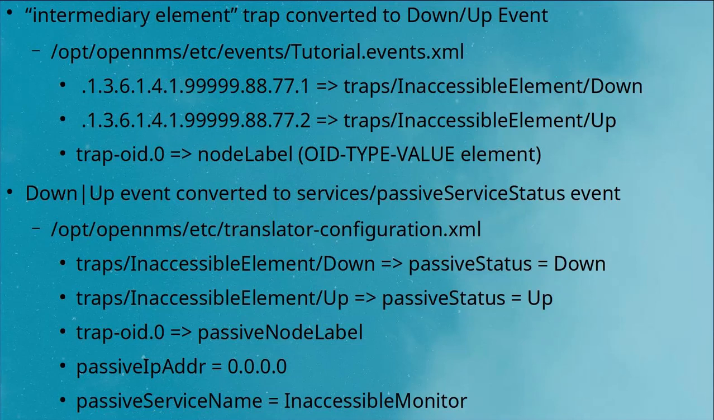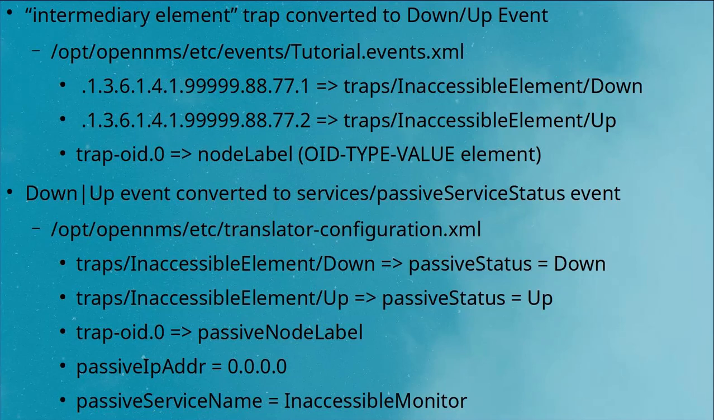In review, an intermediary element sent a trap indicating the status of an inaccessible element to OpenNMS. The .1 trap indicated the inaccessible element was down. The resulting event was traps/inaccessible element/down. The .2 trap indicated the inaccessible element was up. The resulting event was traps/inaccessible element/up. The traps OID type value, OID value of trap-OID.0, gave the node label value.